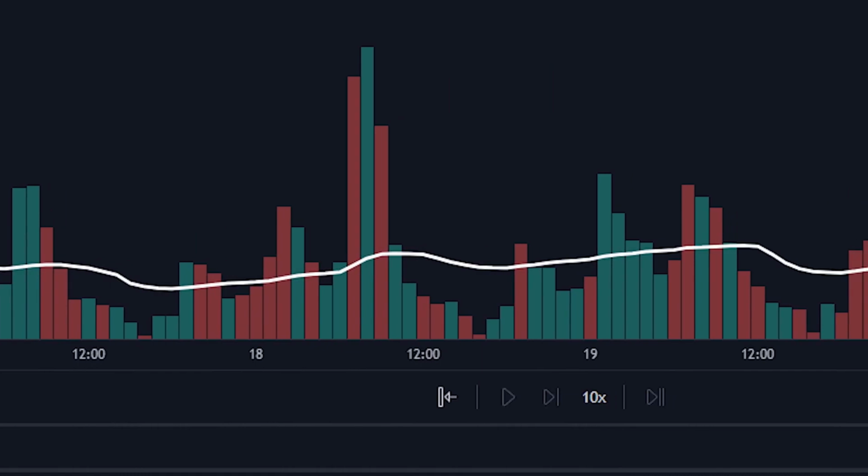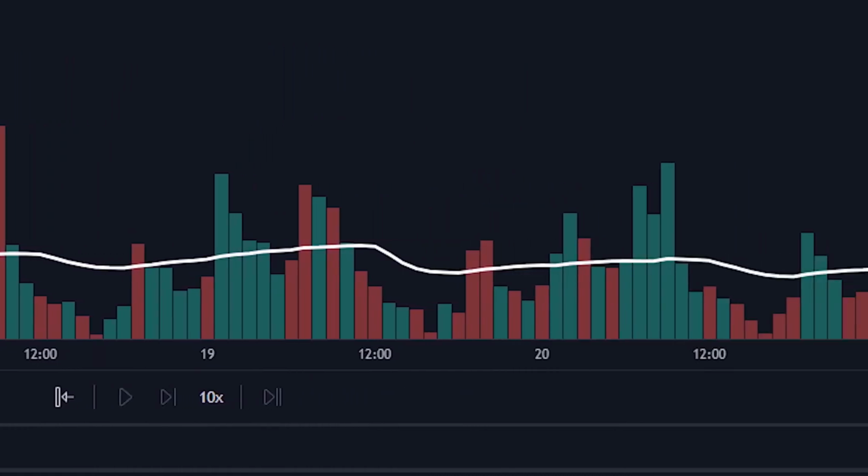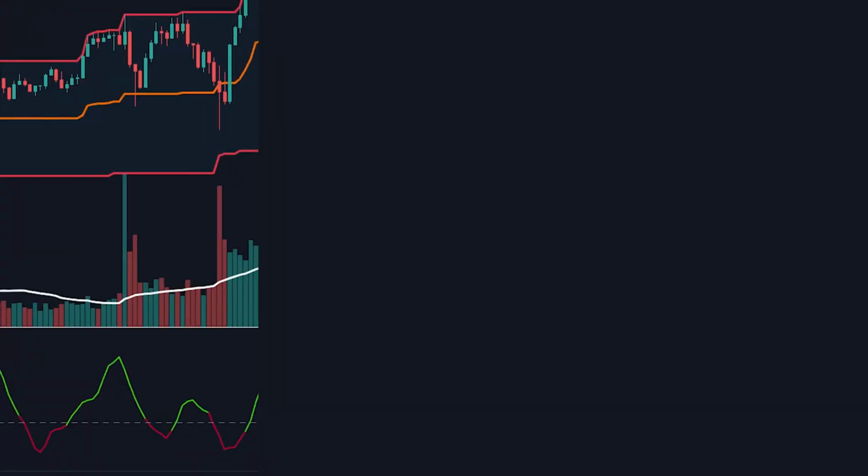This is going to be showing the market is not consolidating and there's enough volume to enter the trade. All three of these criteria need to be met at the exact same time in order for you to enter the trade. So you would enter here.